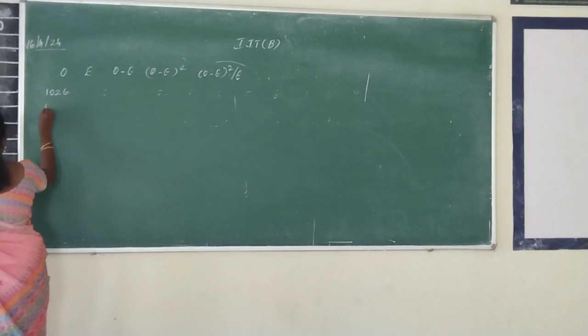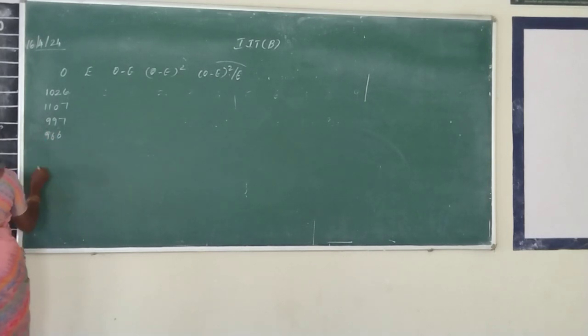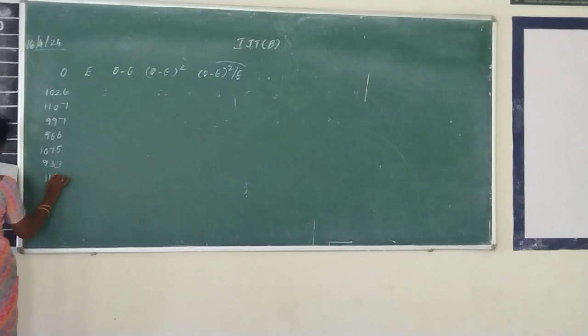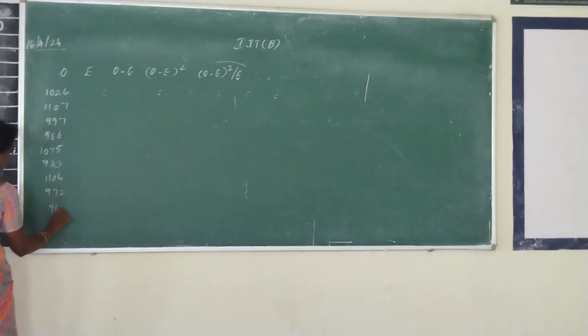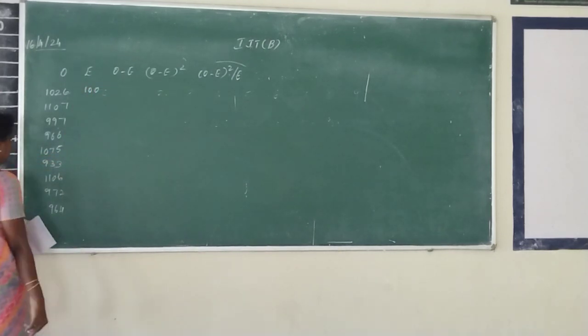Here O values are 1026, 1107, 997, 866, 966, 1075, 983, 1106, 972, 962. What are the expected values? 1,000. 1,000.